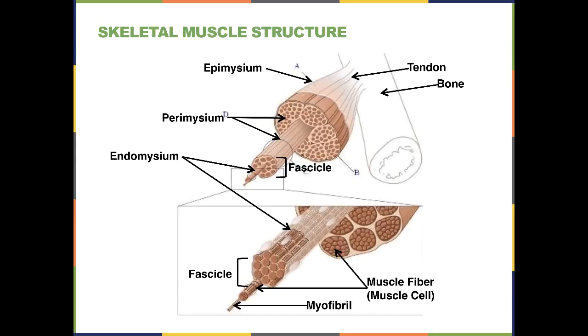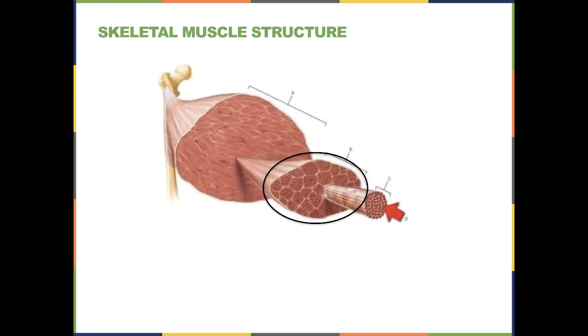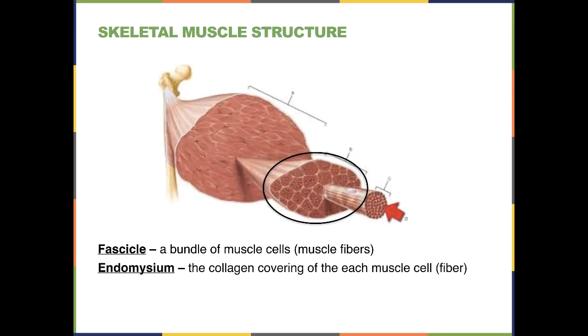And then lastly, the inside of each muscle fiber has individual fibrils known as myofibrils. The fascicle is a bundle of muscle fibers or muscle cells. And in this drawing, you can see the circle surrounds a bundle of muscle cells. Each muscle cell can be identified by the fact that you see the nucleus in each one of those. The endomysium is the collagen covering for each muscle cell.